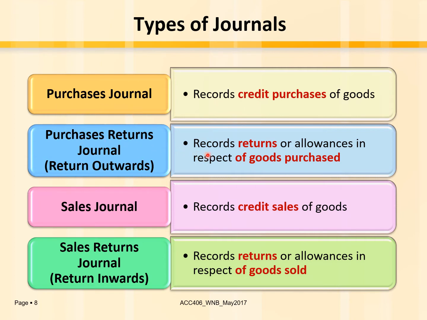Kalau purchases return, dia akan record pulangan terhadap semua pembelian. So, bila you beli barang, ada pulangan kepada supplier, you akan record dalam the purchase return journal. Sales journal adalah untuk record semua credit sales. Sales return adalah untuk record semua pulangan jualan. Maksudnya customer beli daripada you, lepas tu dia return. So, you akan masukkan ke dalam sales return journals. Okay.